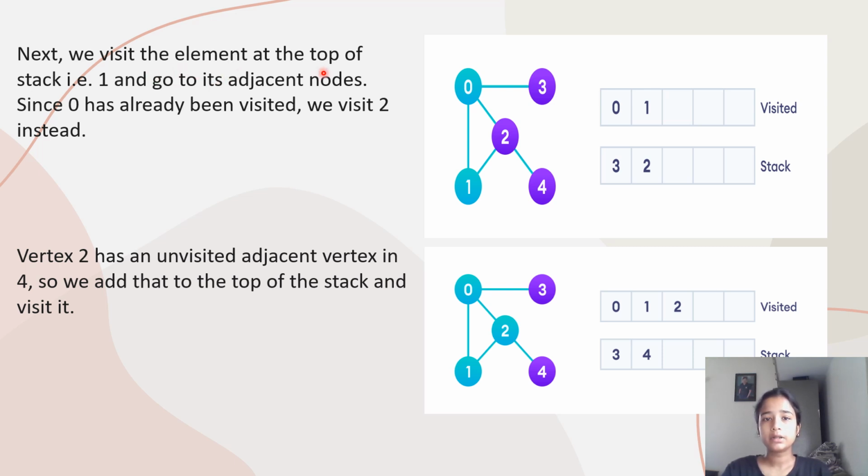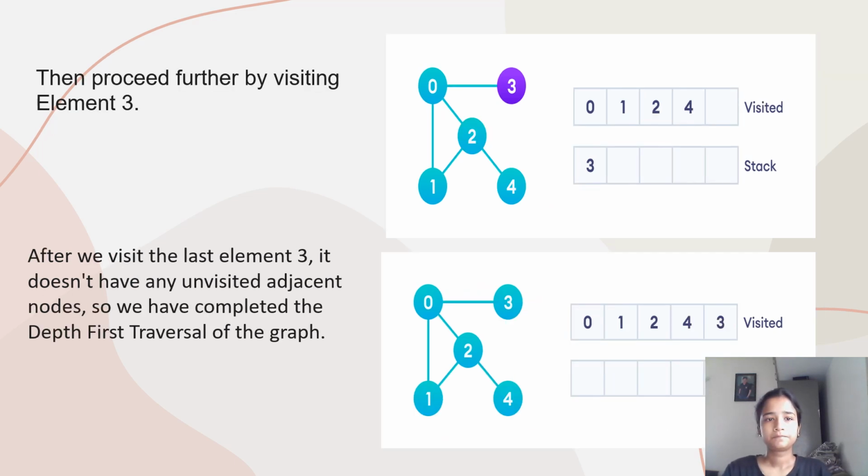Next, we visit the element at the top of the stack, that is 1, and go to the adjacent nodes. Since 0 has already been visited, we visit 2 instead. Vertex 2 has an unvisited adjacent vertex, 4. So we add that to the top of the stack and visit it. Then we proceed further by visiting element 3. After we visit the last element 3, it doesn't have any unvisited adjacent nodes, so we have completed the depth first search traversal of the graph.